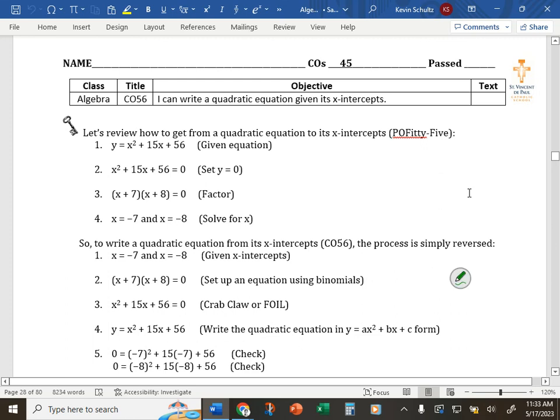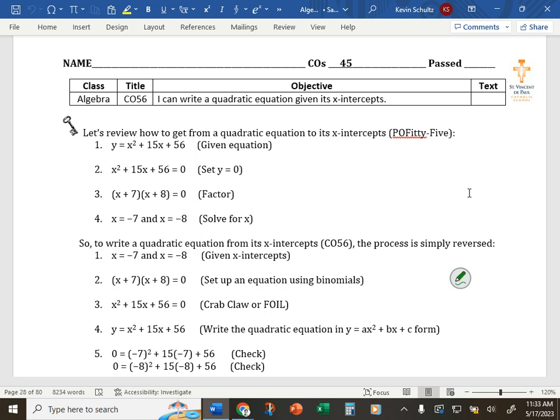We are moving on. We spent the last several days solving quadratic equations, and when you solve a quadratic equation, what are you solving for? The x-intercepts of the parabola. Okay, Sam? The x-intercepts of the parabola.